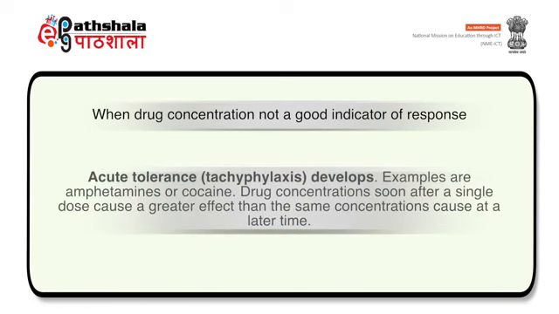Now there is acute tolerance or tachyphylaxis. Examples are amphetamines or cocaine. Drug concentration soon after a single dose causes a greater effect than the same concentration caused at a later time.